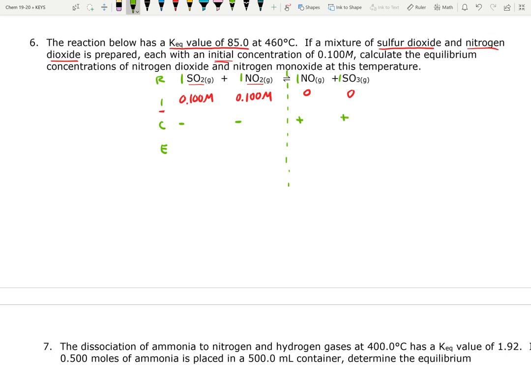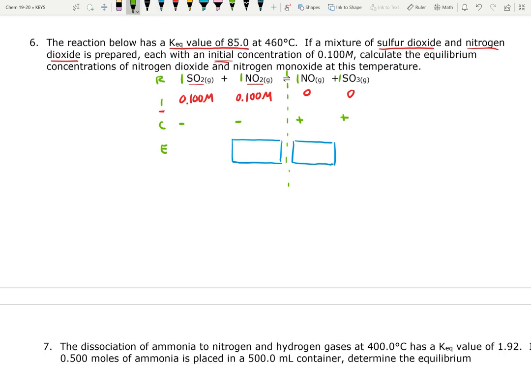So how much are they changing? Let's see what else they told us. Calculate the equilibrium concentrations. Let's see, they're asking us to calculate the equilibrium concentrations of nitrogen dioxide. So they want this value that's going to be on this spot, and of nitrogen monoxide. So they want the value that's going to be in this spot. And that's all they tell us. So, wow, that's not very much information, at least it seems at first.